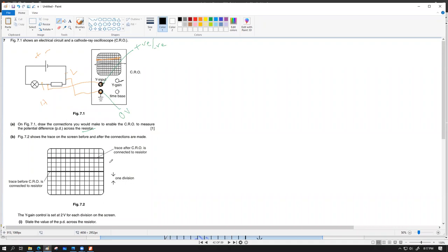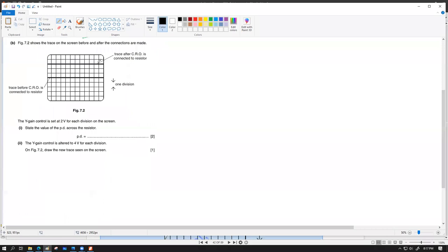Yes, sir. So it says that the Y-gain control is set at 2 volts for each division on the screen. So each division represents 2 volts. State the value of the PD across the resistor. This should be how much?